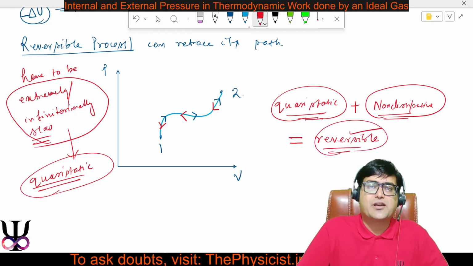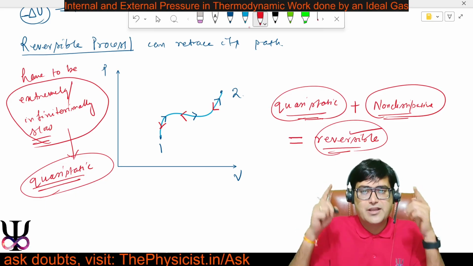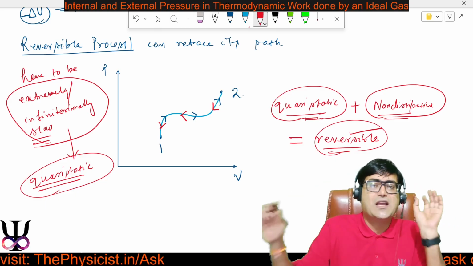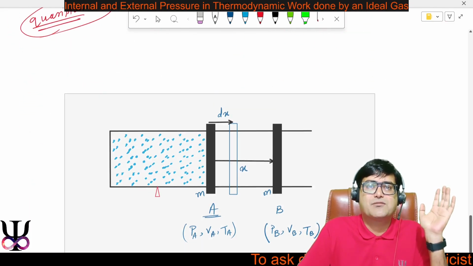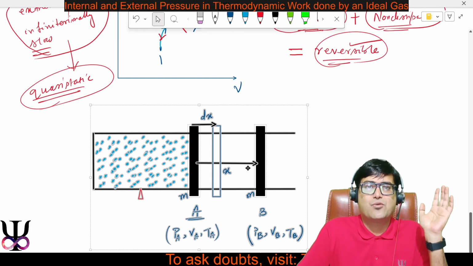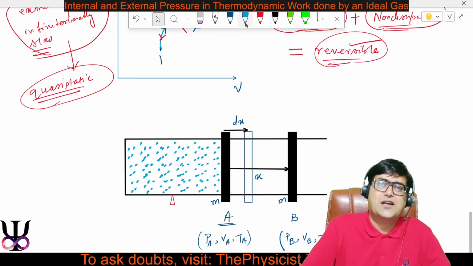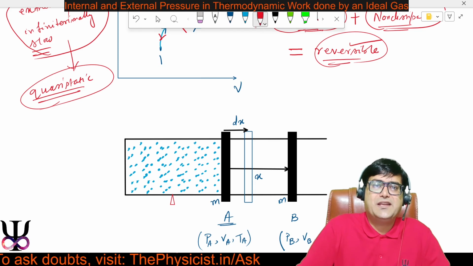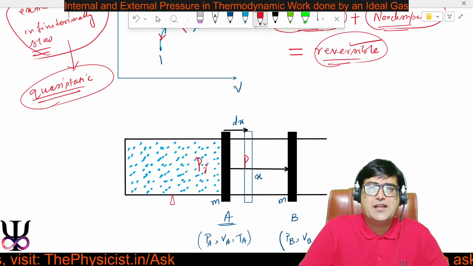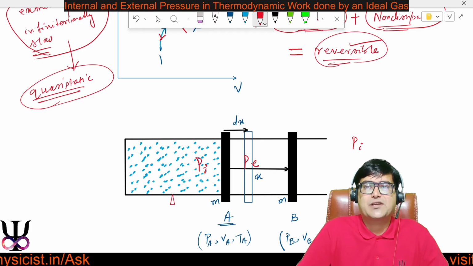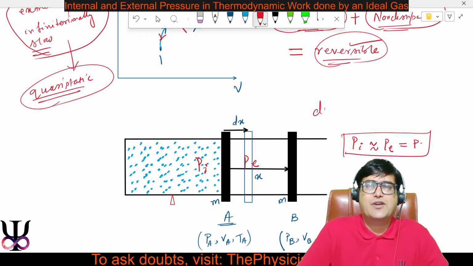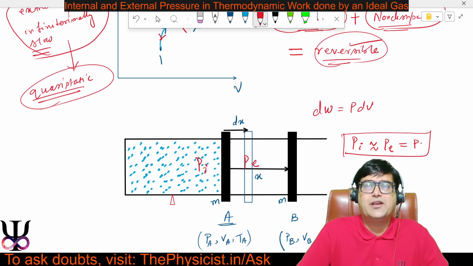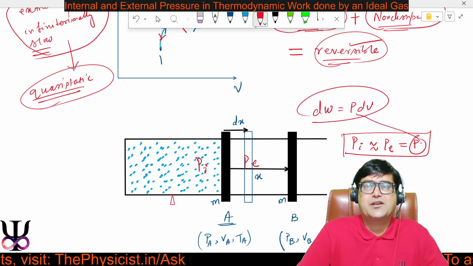So whenever you hear or read the word reversible in a question, you know that the process is quasi-static. Now if it's a quasi-static process, then it becomes very, very easy for you. How? Because if it's a quasi-static process, then the internal pressure is almost the same as the external pressure. Let's call that P. And this is the pressure you take when you calculate dW equals PdV, right? This is this pressure here.